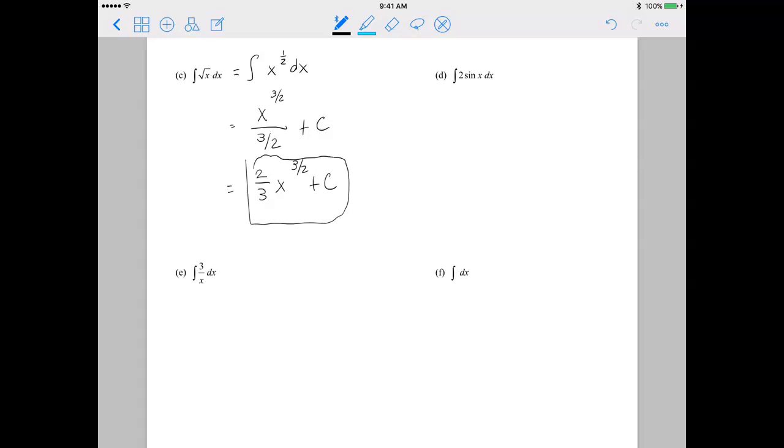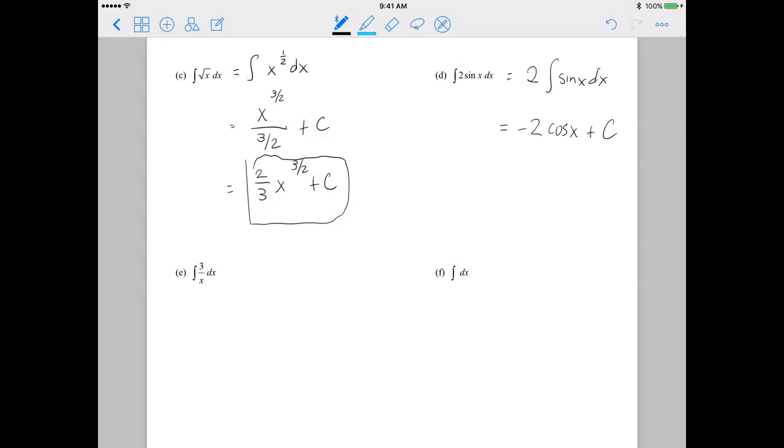Okay, example D, we have 2 sine of x. Now what I'm able to do with that constant, as we're going to find out in the next lecture, is move that constant into the front of the integral sign. I can't do that with any variables, but I can definitely do it with constants. Okay, so if I look back at my rules, the antiderivative of sine of x is negative cosine of x. And so our answer here is going to be negative 2 cosine of x plus c.